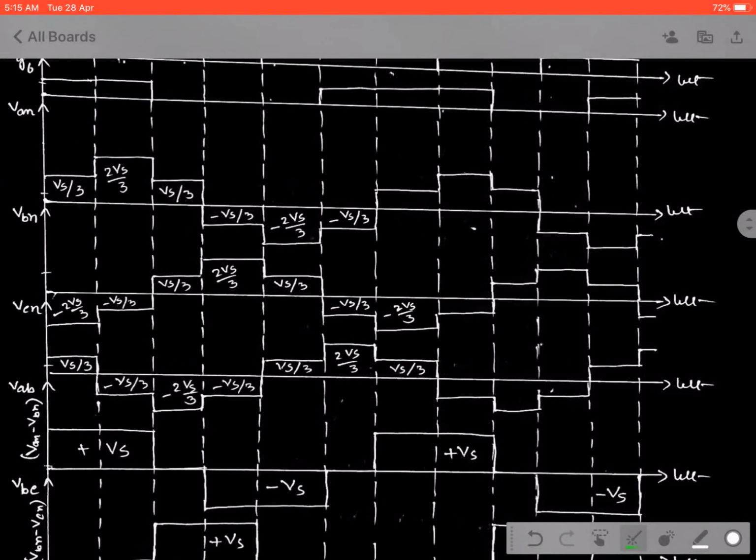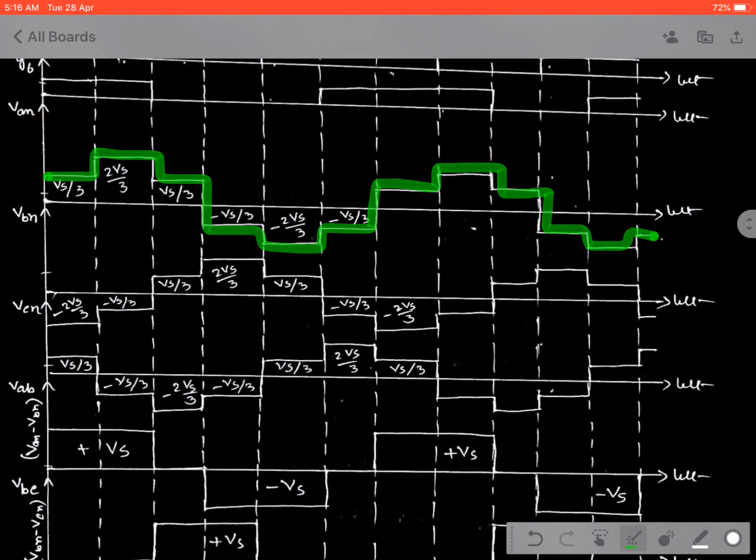That means now go through the waveform. In the first mode operation, I'm talking about the VAN that has started from 0 to 60 degrees, 0 to 60 degree conduction mode out of step 1 operation, then Vs by 3, then 2 Vs by 3, again Vs by 3, and now minus Vs by 3, minus 2 Vs by 3, again minus Vs by 3, and the next cycle will be repeated in this way.